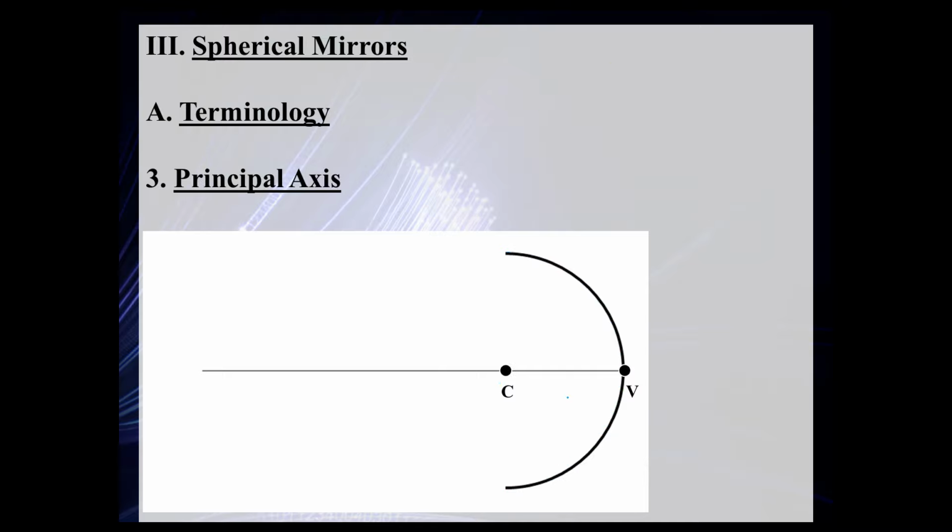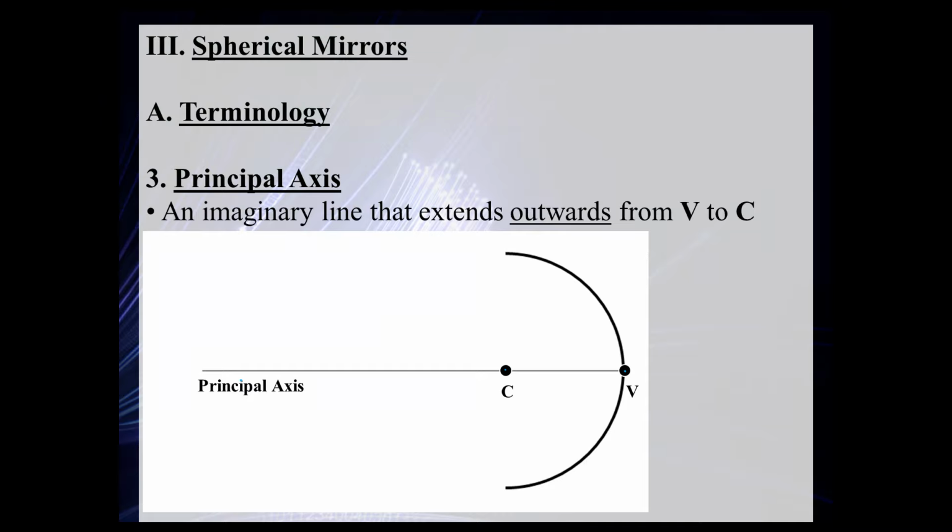Three, we have the principal axis. If you take a line from the vertex and extend it to the center of curvature and keep going outward, that is what we call the principal axis. It's an imaginary line that extends outwards from the vertex to the center of curvature. And really all it is, it's a line of symmetry. It's a horizontal line of symmetry in the way that I've drawn the mirror in this situation.